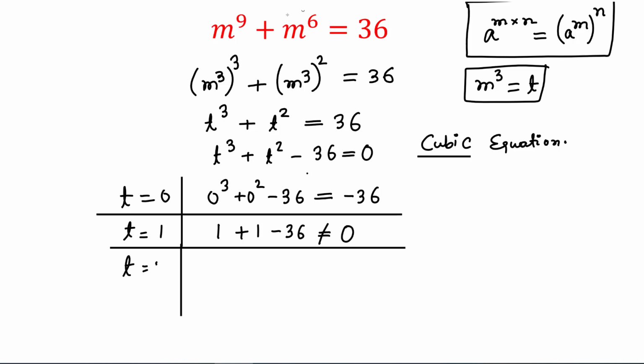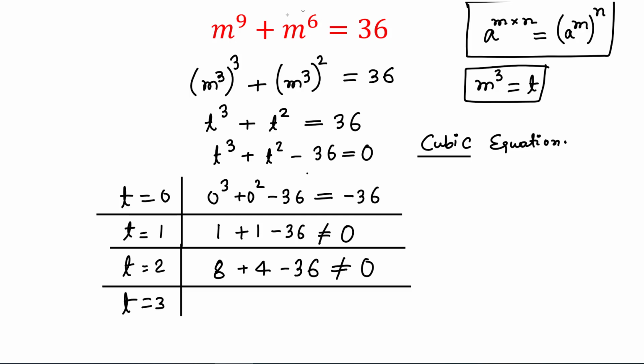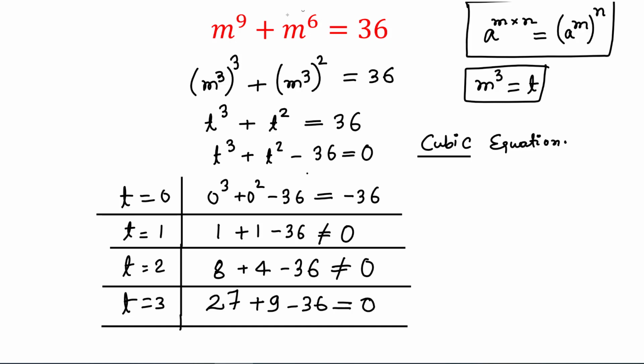And then t equals 2. 2 cube, that is 8, and then we will have 2 raised to the power 2, that is 4, minus 36, which is again not equal to 0. Let us try t equals 3. Now if you try t equals 3, 3 raised to the power 3 is 27, and 3 raised to the power 2 is 9, minus 36, this is equal to 0. So now I know from inspection that t equals 3 is one solution, one root of this equation.